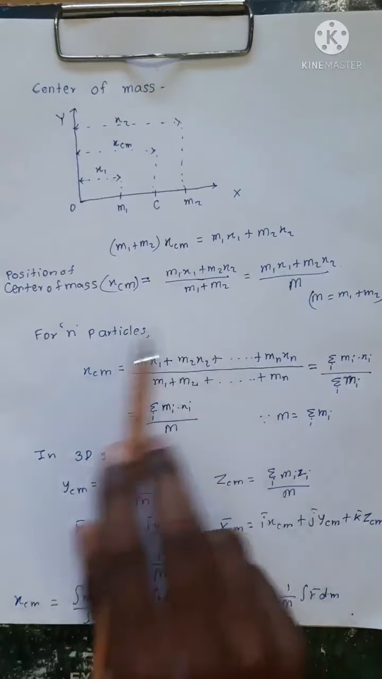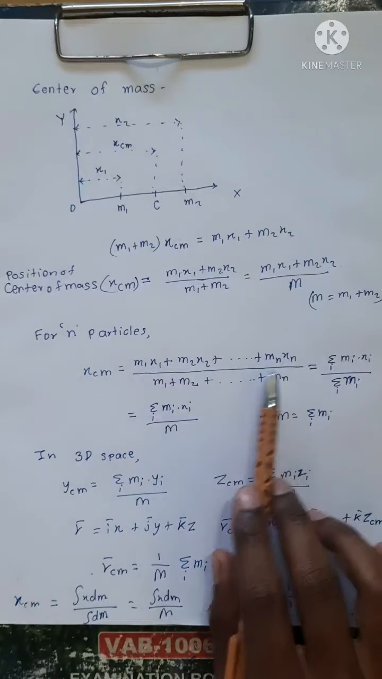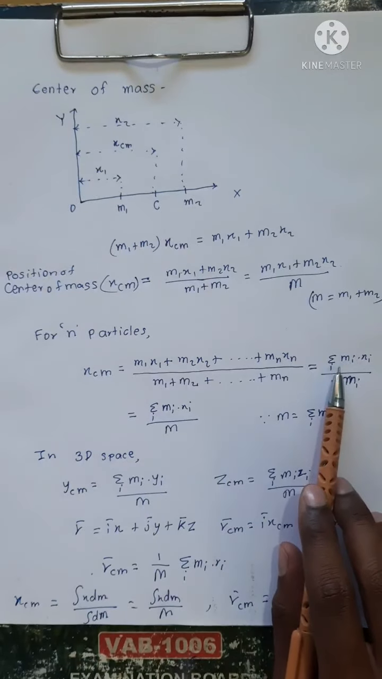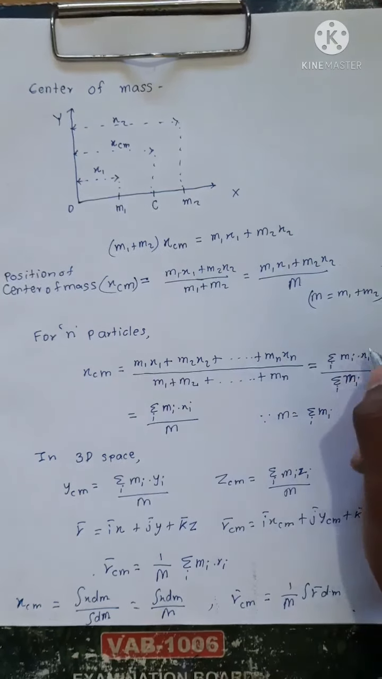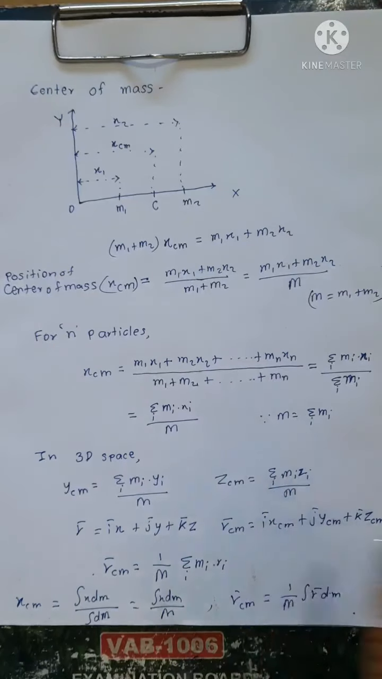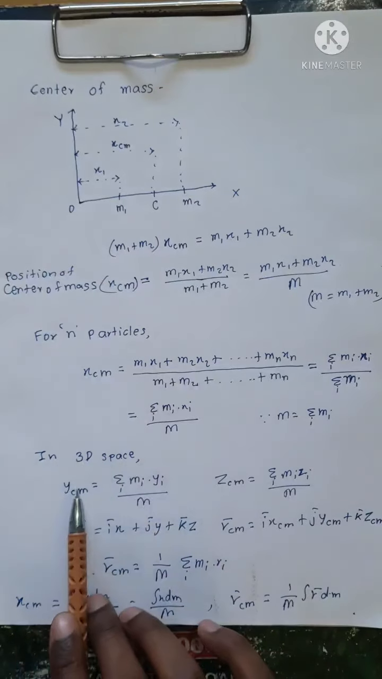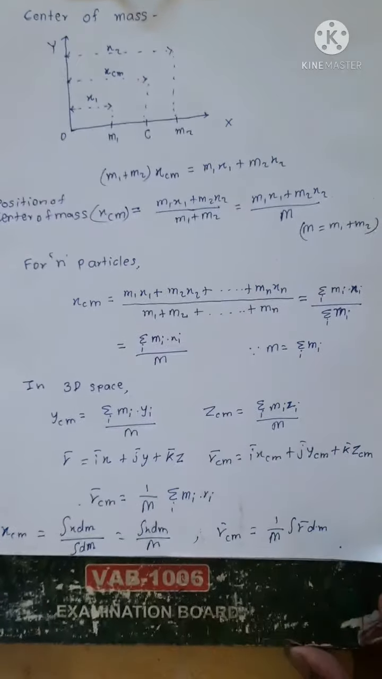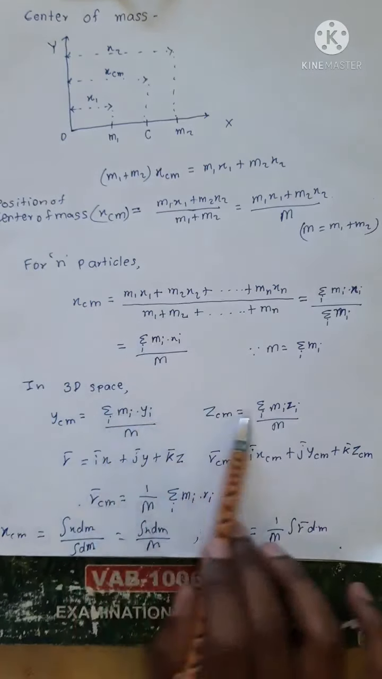Now similarly we can generalize the formula for n particles, as here you can see all of the individual masses are taken. So, summation over i of m_i x_i, divided by the whole mass of the system again. In 3D space we can take the y axis also and the z axis also, so all three axes are considered.